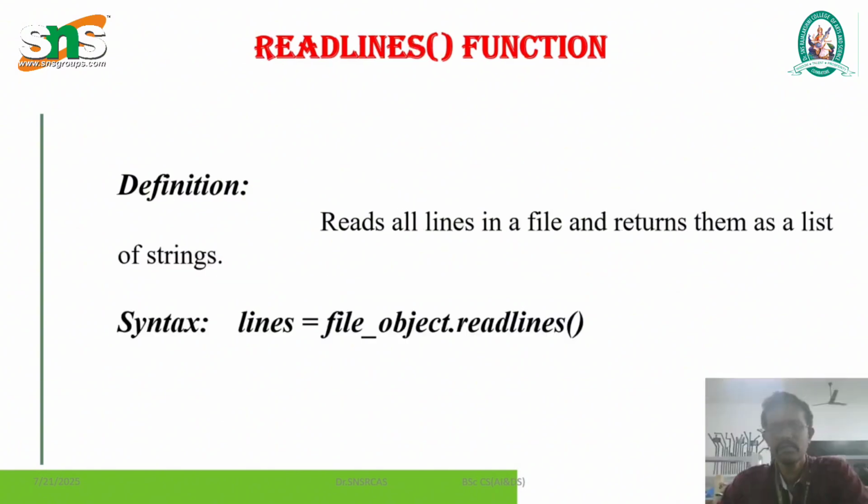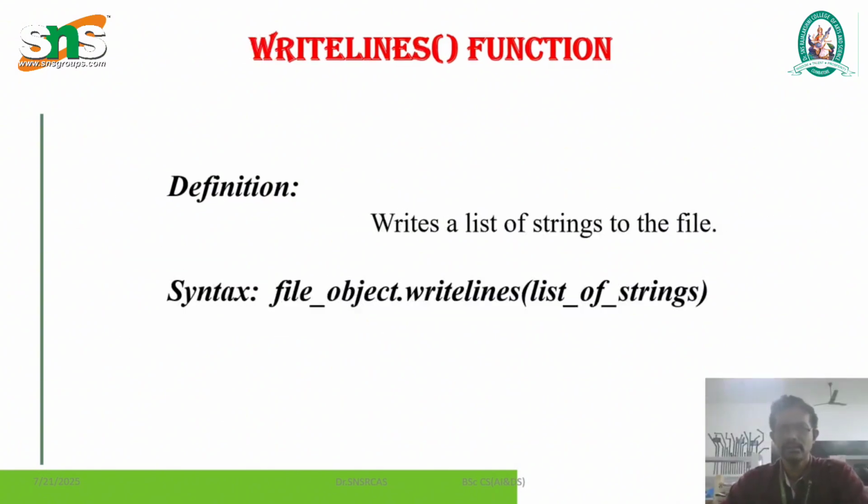Next one, we have the writelines function. What is meant by the writelines function is that it is used to write a list of strings to the file. What are strings? Strings are collections of alphabets. So we can write a list of strings to the file. The syntax is file_object.writelines of a list of strings.